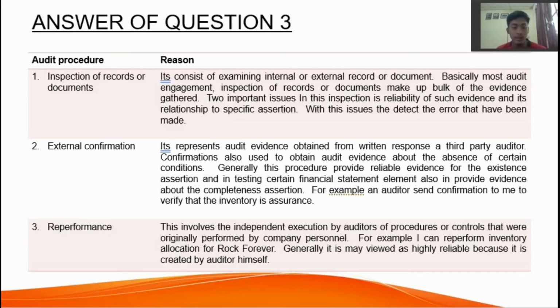For the second audit procedure is external confirmation. It represents the audit evidence obtained from a written response from a third party to the auditor. Confirmation is also used to obtain audit evidence about absence of certain conditions. For example, an auditor sends confirmation to verify that the inventory is assured. For the third audit procedure is reperformance. This involves the independent execution by auditors of procedures or controls that were originally performed by company personnel. For example, I can reperform inventory allocation for Rocks Forever.